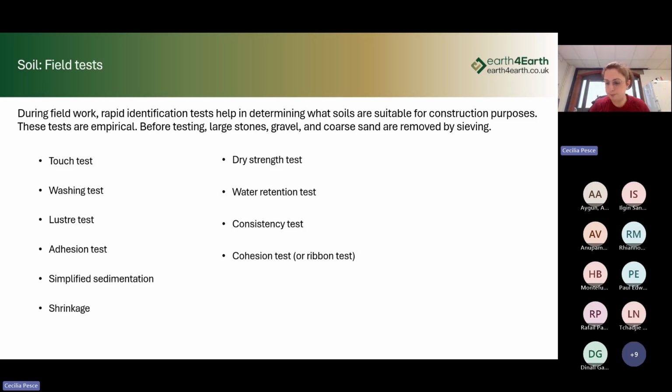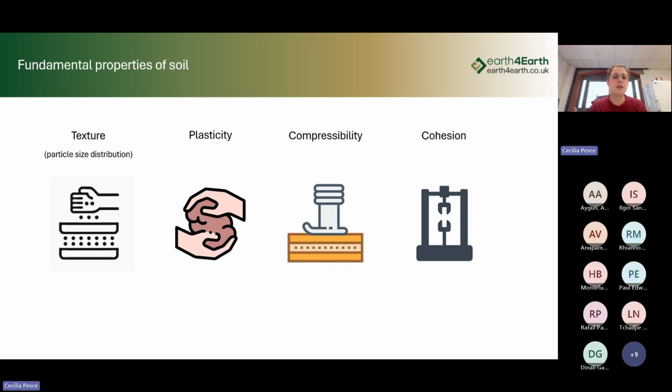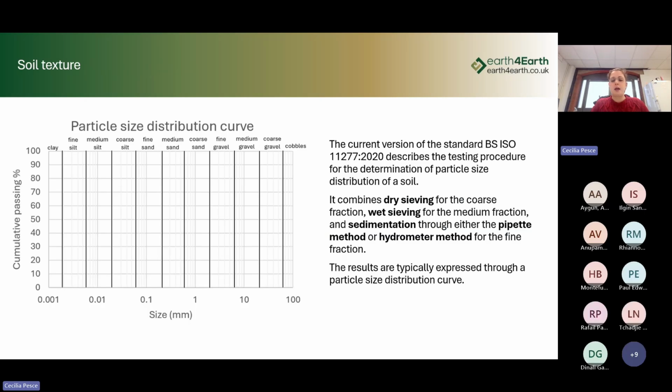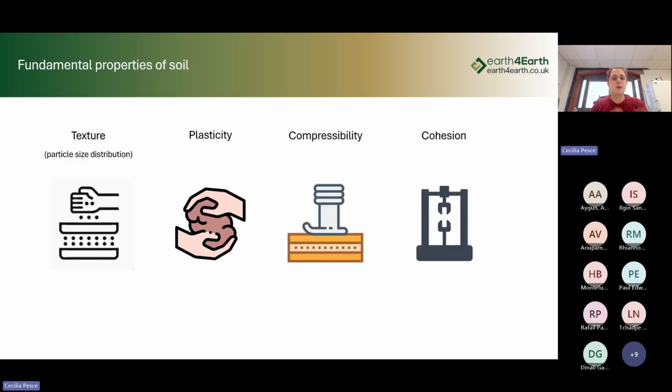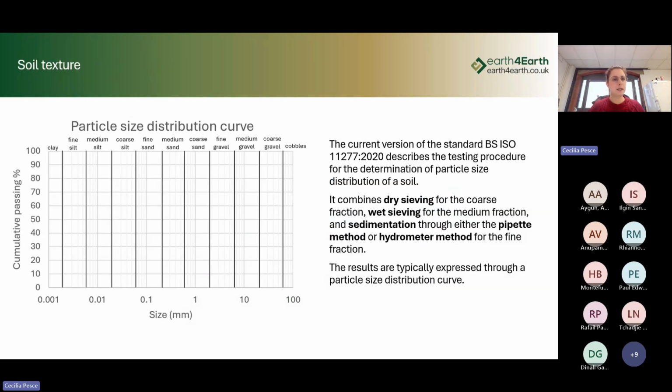It's very useful. And then in terms of properties, we have four main fundamental properties of soil that we want to study before applying it in a project. So we have the texture, which is the particle size distribution, the plasticity, the compressibility, and the cohesion. And for each of these properties, we have dedicated tests. So we will go through them quickly.